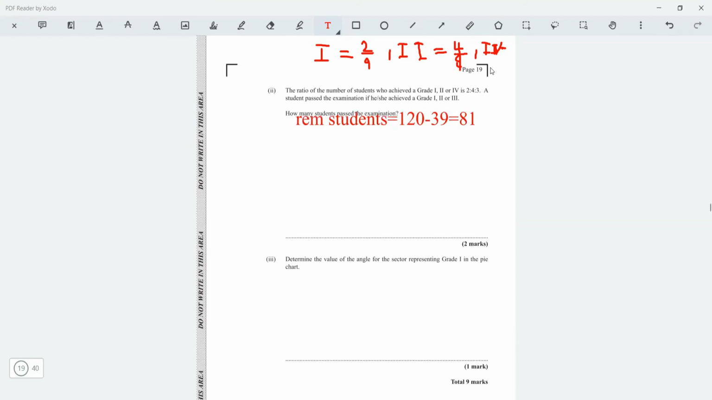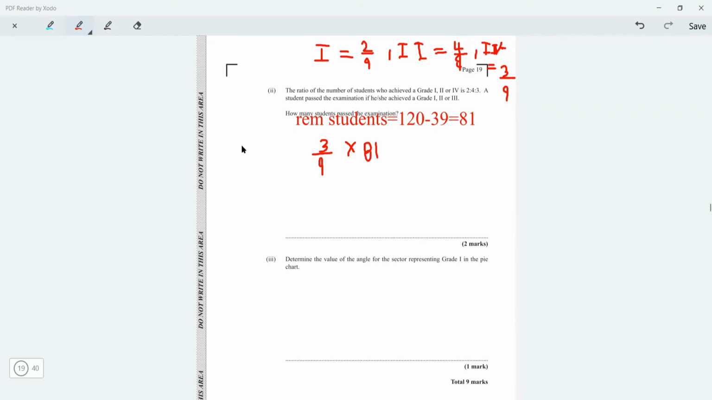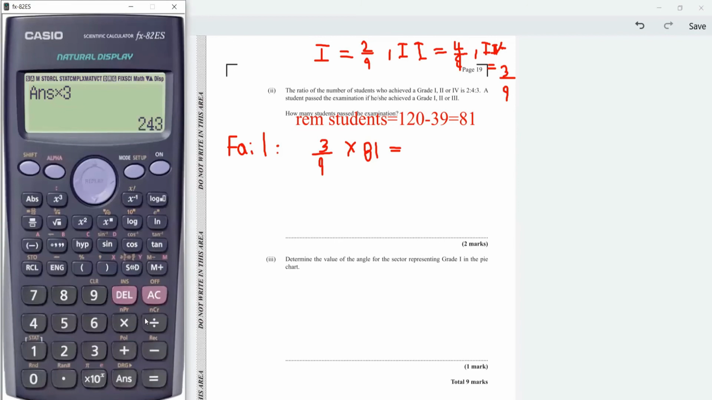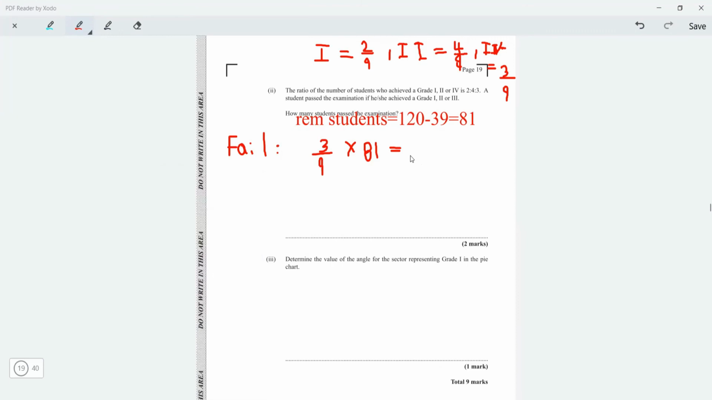Of that 81, how many get grade 4? 3 out of 9 get grade 4. So that means 3 out of 9 times 81. This will give you how many students fail the exam. So how many students fail the exam is 3 times 81, that's 243, over 9. That's 27. So 27 students fail the exam.